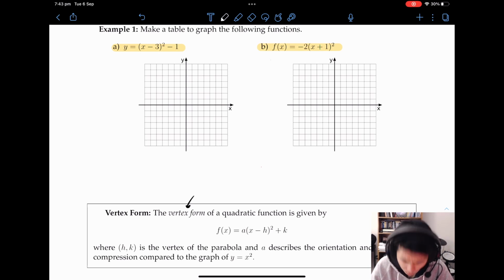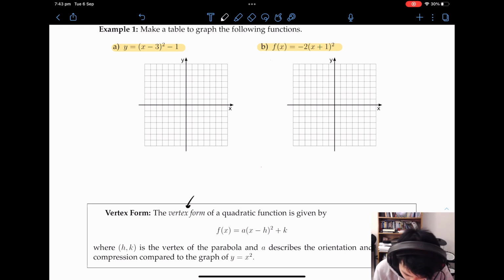Now, why is this important? This is important because when a quadratic is in vertex form, as the name suggests, it actually tells us exactly what the vertex is. We can just read it off.